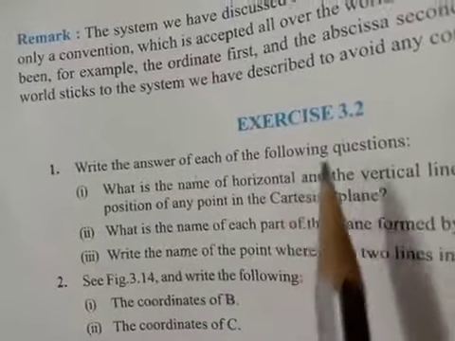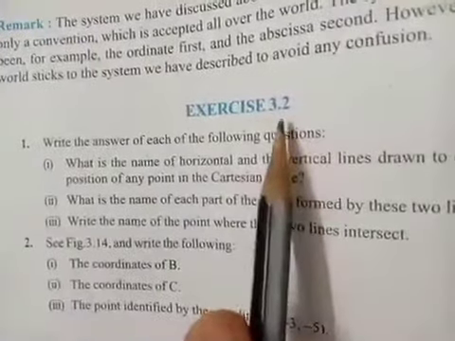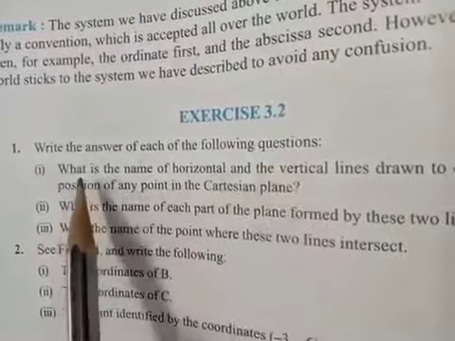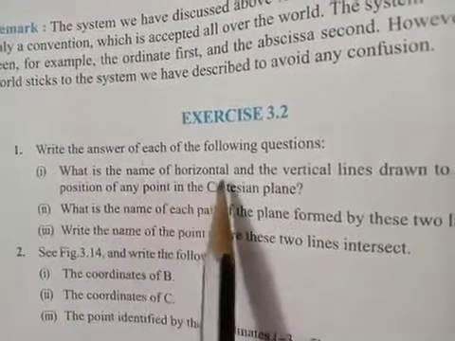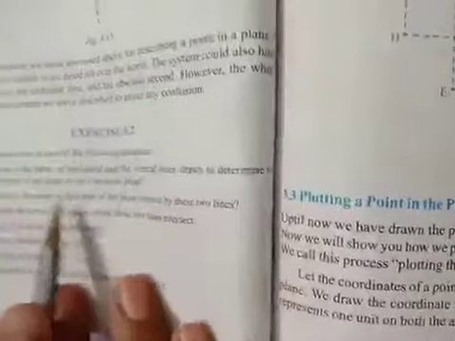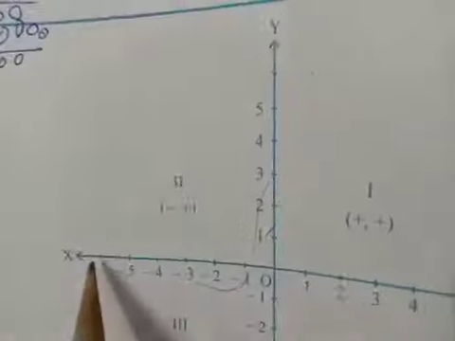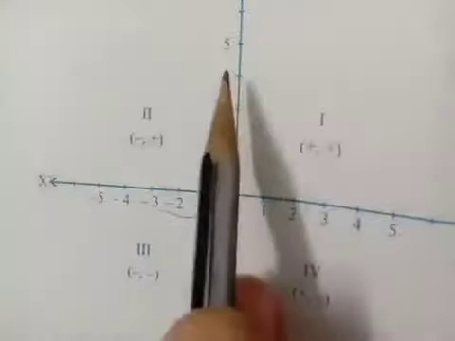Now let's solve exercise 3.2. Write the answer of each of the following questions. What is the name of the horizontal and vertical lines to determine the position of any point in the Cartesian plane? See in this figure, this is one horizontal line and this is one vertical line.